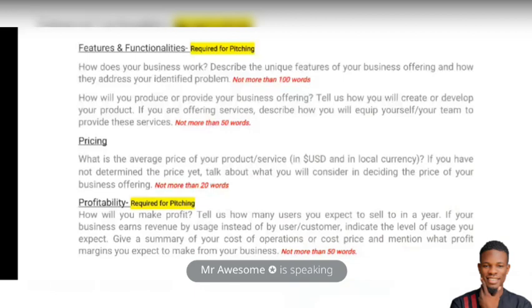So how would you produce or provide your business offering? I've already mentioned for DEXA. For now, we still plan to build our app and our website to make it a full edtech, all right? But for now, we are operating on Telegram's cloud storage, okay?